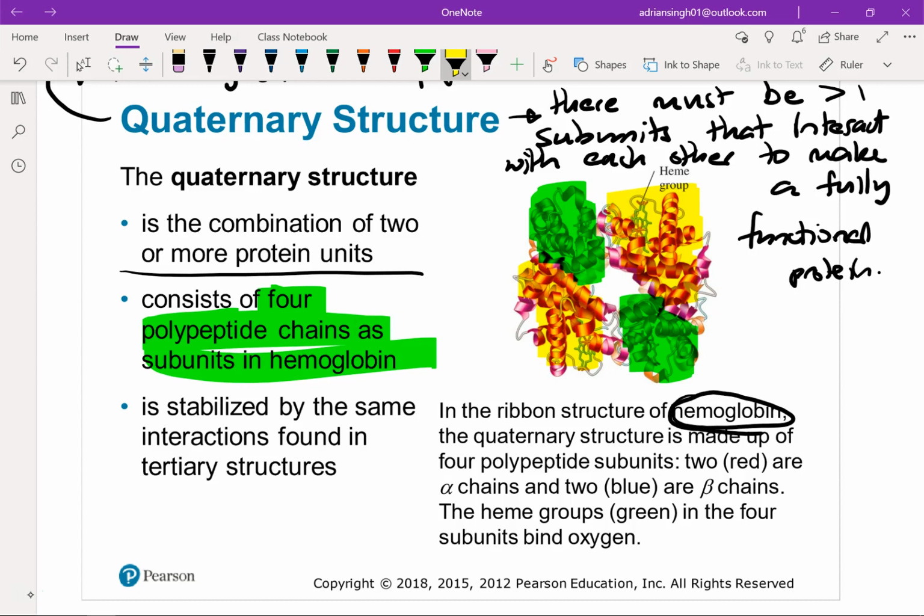Then we would say that this protein is going to have quaternary structure. These 4 individual subunits are held close to each other by the same types of interactions that you would find in your tertiary structure, right? So you'll have hydrogen bonds, you'll have disulfide bridges, you may have hydrophobic interactions that keep these 4 subunits together.